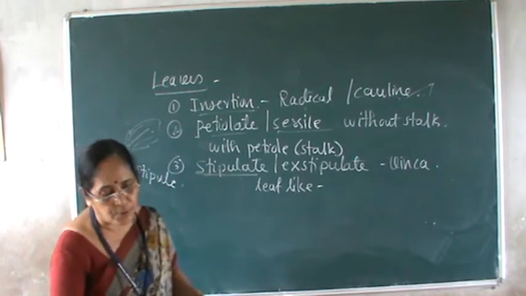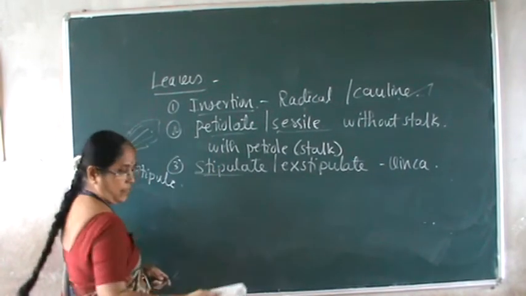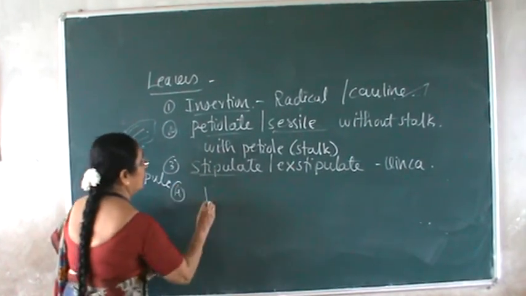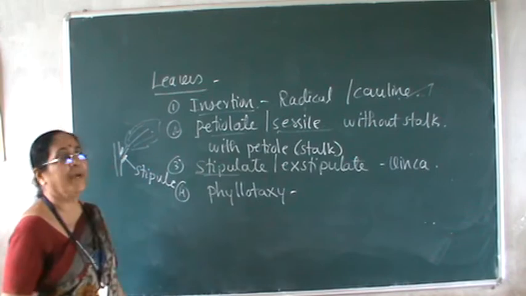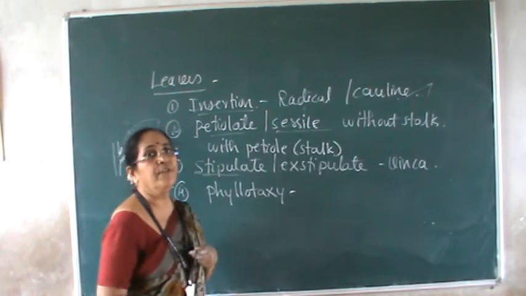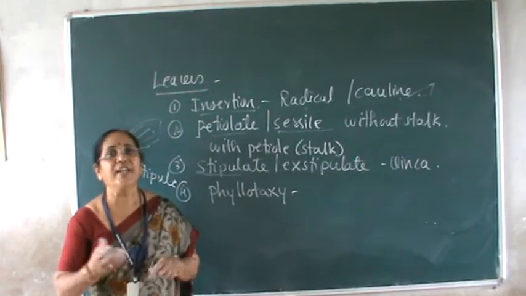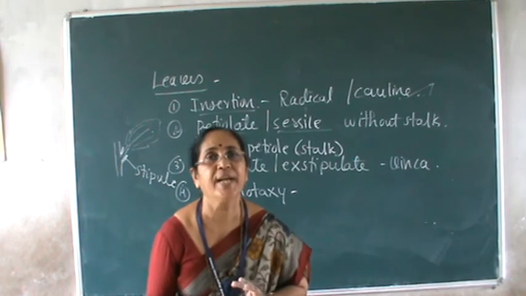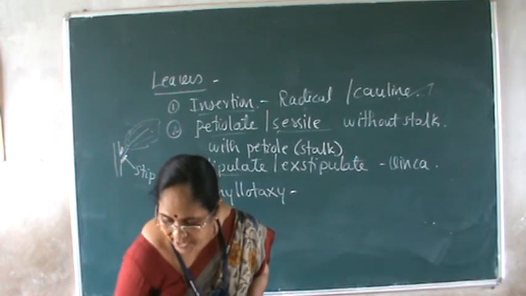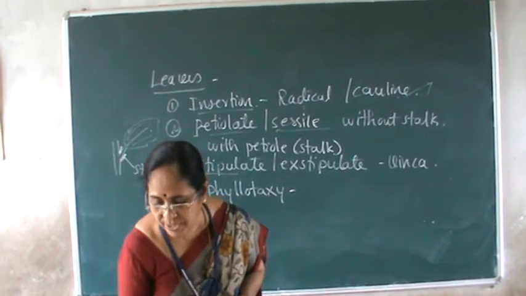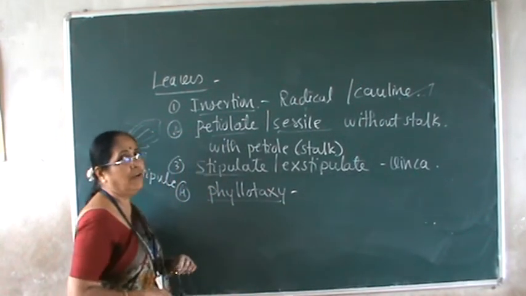The next part which is to be described in the leaf is phyllotaxy. Phyllotaxy is the arrangement of leaves on the stem. All the leaves are to be properly arranged on the stem to absorb more and more sunlight, which is the main requirement for the process of photosynthesis. They are not simply arranged as the plant wishes. They are arranged in a proper manner. The study of leaf arrangement on the stem is phyllotaxy.